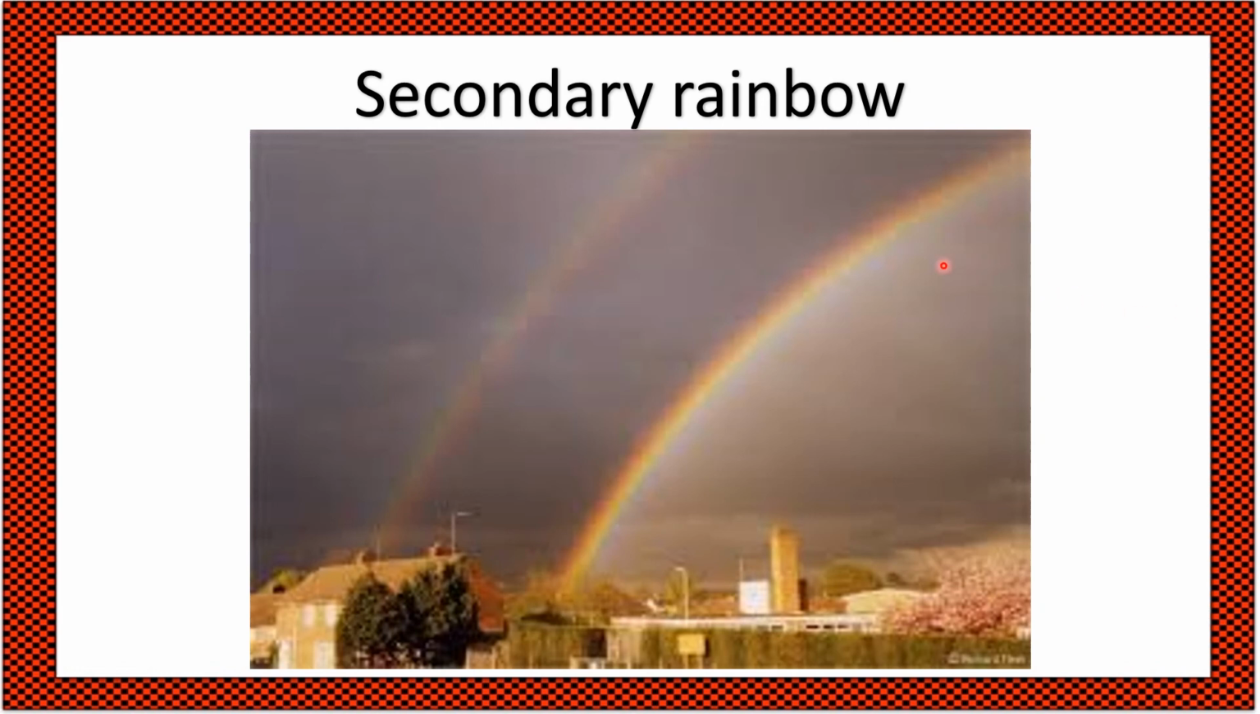The secondary rainbow is produced by 2 internal reflections. Therefore, the order of colors is reversed here. The outer arc is violet and the inner arc is red. The secondary rainbow is quite faint as most of the energy is lost in 2 reflections.